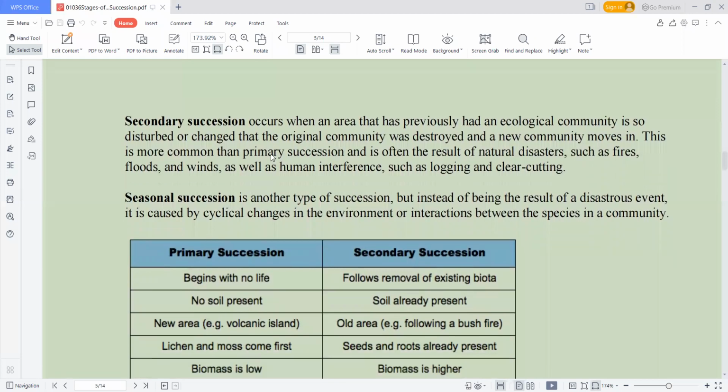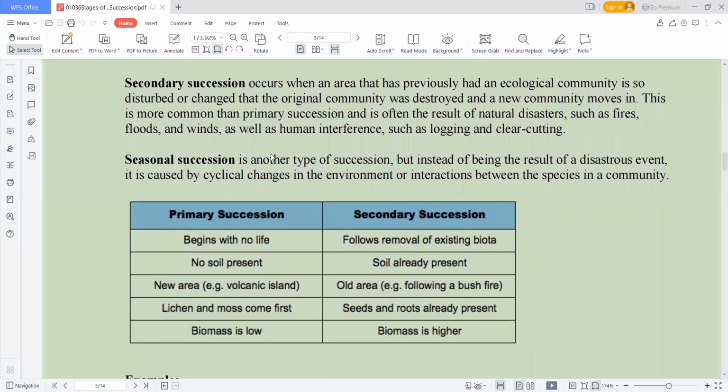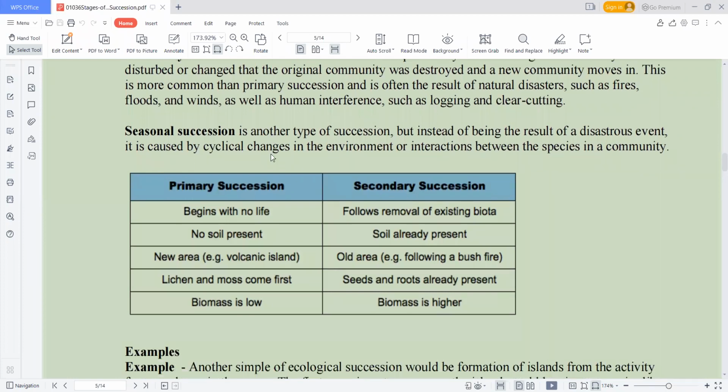Seasonal succession is another type of succession, but instead of being the result of disastrous events, it is due to cyclical changes in the environment or interactions between the species in the community. So due to seasonal changes, the succession will start. So it is called seasonal, but these two are important: primary succession and secondary succession.